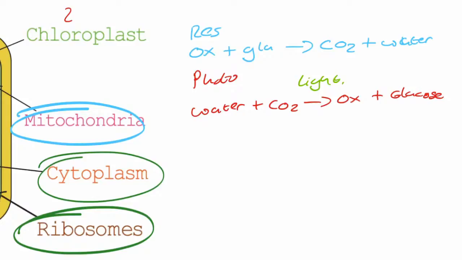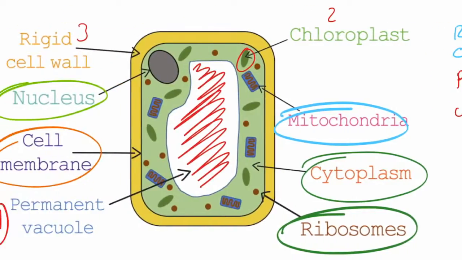So respiration is oxygen plus glucose gives you carbon dioxide and water. Photosynthesis, the reverse of that. So water and carbon dioxide gives you oxygen and glucose. Okay, so it's probably best to remember one of them and then just remember that the other one is just the reverse of that. Some people find it easier to remember respiration, other people find it easier to remember photosynthesis. Okay, but that's totally up to you. Cool. So let's move back across.